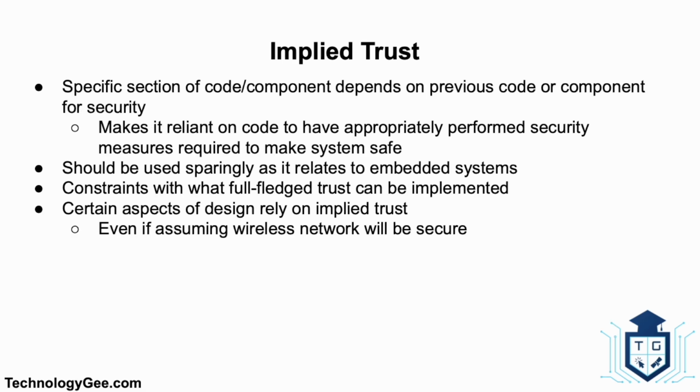And then we have implied trust. So implied trust is where a specific section of code or component depends on the previous code or component for its security, thereby making it reliant on that code to have appropriately performed the security measures required to make the entire system safe. When it comes to cybersecurity, implied trust should be used sparingly as it relates to embedded systems. There are constraints that limit what full-fledged trust can be implemented, but alone what can be operationally expedient. Therefore, certain aspects of the design rely on an implied trust, even if that is assuming a wireless network will be secure so that there is no need to protect plain text protocols.